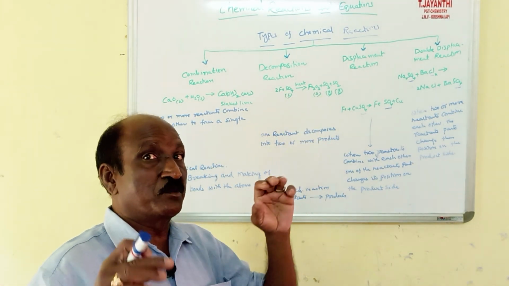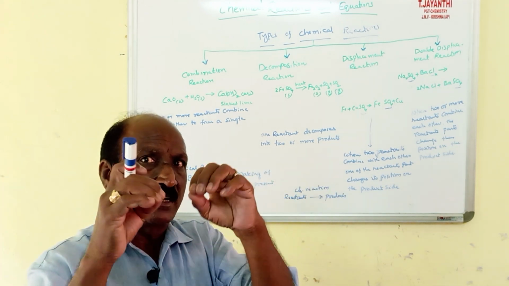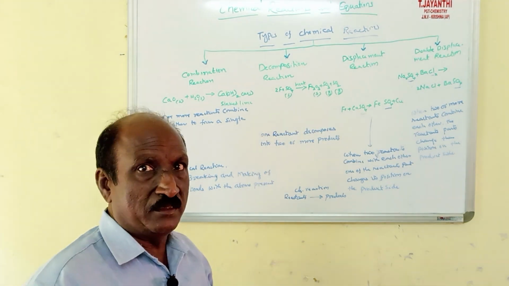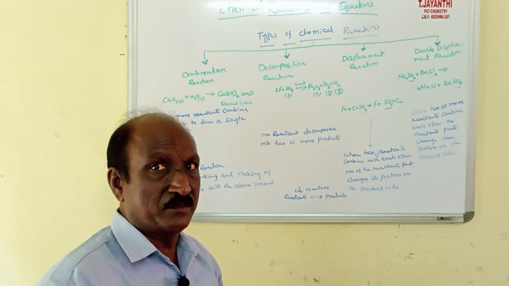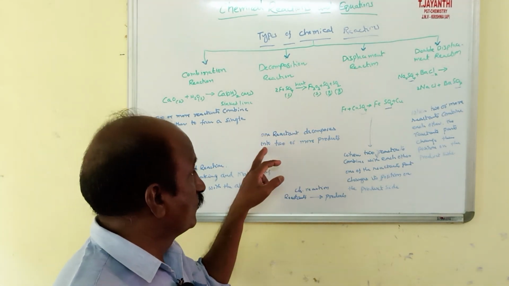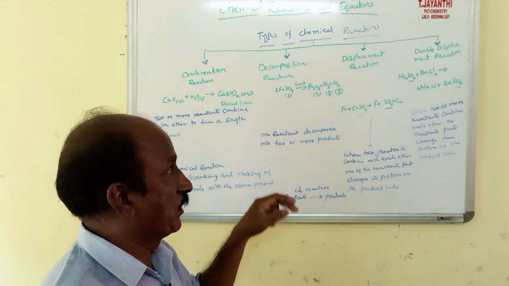Decomposition reaction examples are: I take a bowl of rice and separate paddy seeds from that and the stones from that. That is a very good example. The definition I have written here is, one reactant decomposes into two or more products. That is what is known as decomposition reaction.